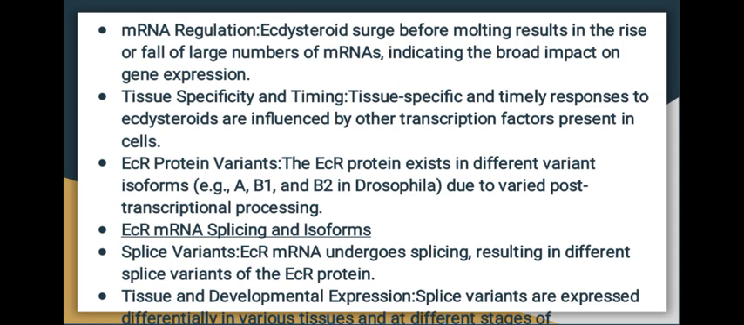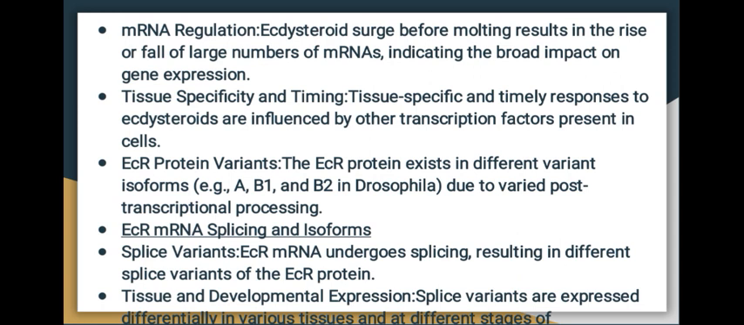mRNA regulation is also needed. Ecdysteroid surge towards molting results in the rise or fall of a large number of mRNAs, indicating the broad impact on gene expression. Tissue specificity and timing. Tissue specific and timely response to ecdysteroids are influenced by other transcription factors present in cells.